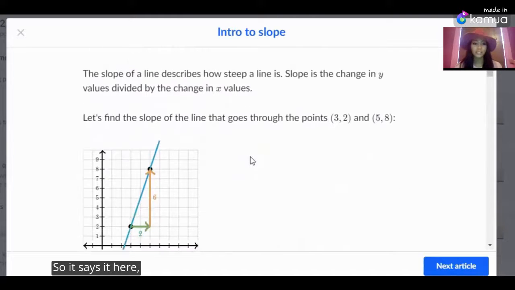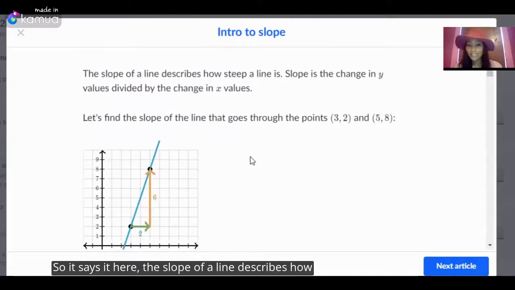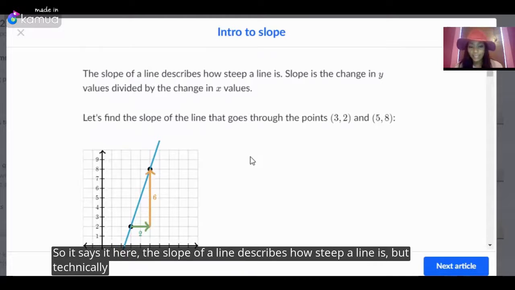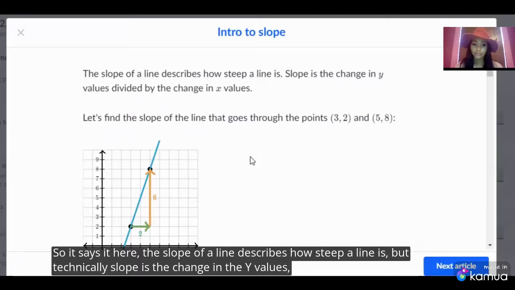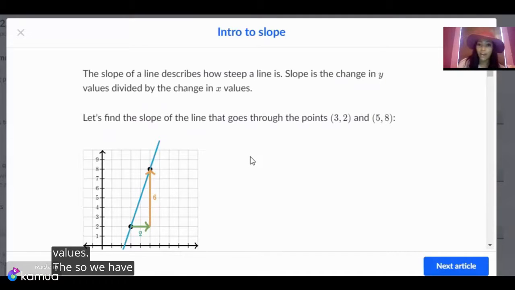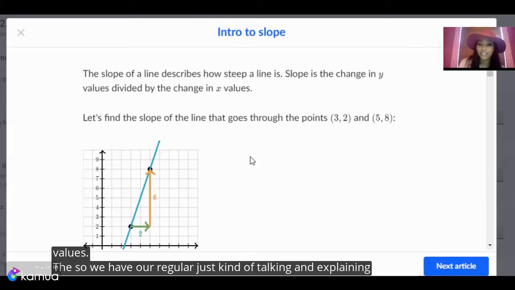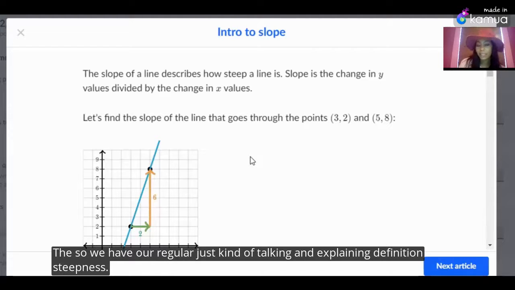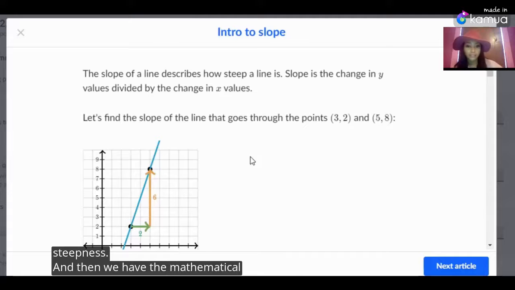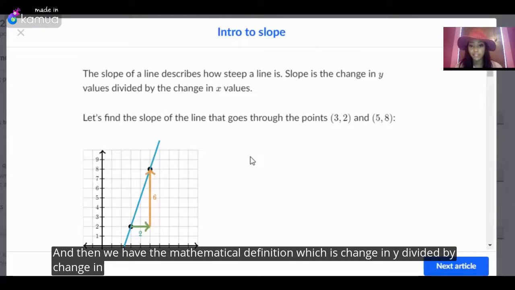So it says it here, the slope of a line describes how steep a line is. But technically, slope is the change in the y values divided by the change in the x values. So we have our regular, just kind of talking and explaining definition, steepness, and then we have the mathematical definition, which is change in y divided by change in x.